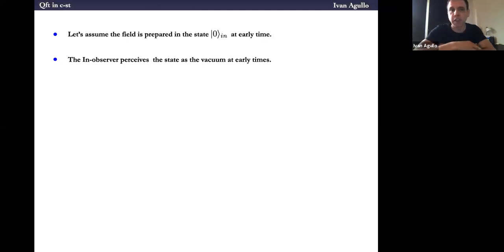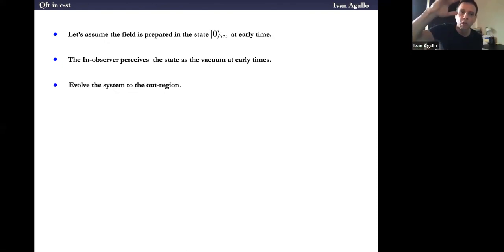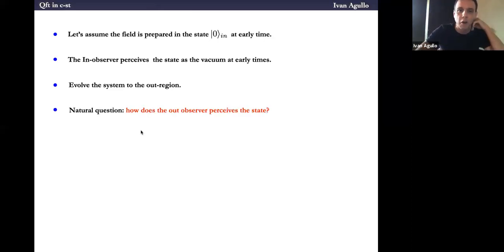Okay, so now let's do physics with that. Let's assume that the field is prepared initially at early times in the in vacuum. So the in observer says the state is in the vacuum, no particles. Then we evolve the system to the out region. Time evolution appears. The question we want to ask is, how does the out observer perceive that state? For him, is the state still the vacuum, or is it something different?